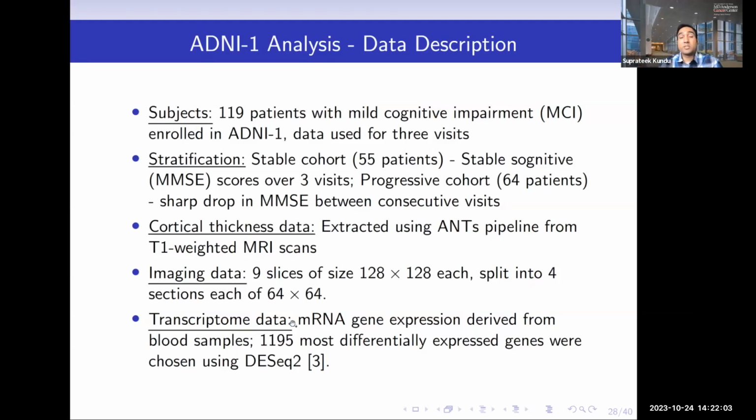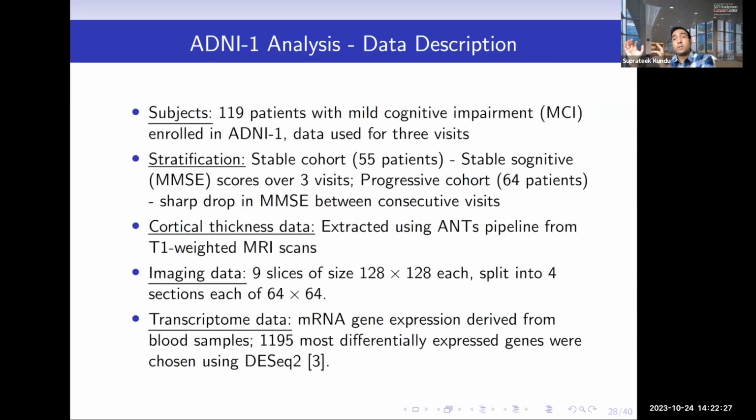For the transcriptome data, we have mRNA gene expression data, 1195 genes. And these were chosen because they were most differentially expressed. We use data on ADNI2 to calculate the gene network for these 1195 genes. So we are not double dipping the data in that sense, right?